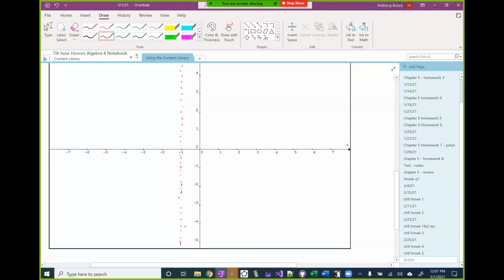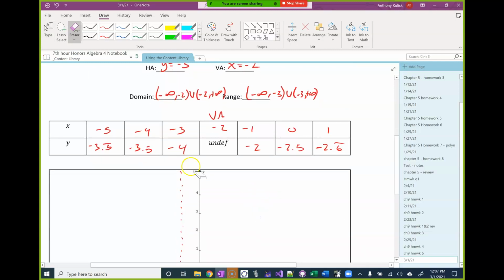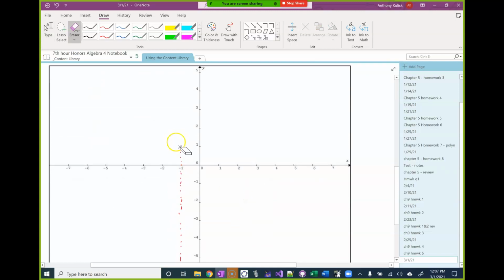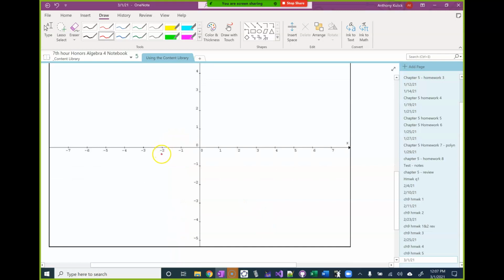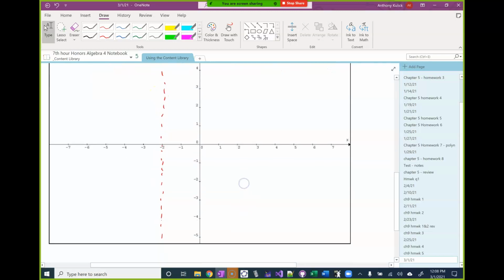So I drew my vertical asymptote at -1. Except that's the wrong spot because it's supposed to be at -2. I apparently can't read. Good thing I double checked. So there's my vertical asymptote at -2, and my horizontal asymptote at -3.